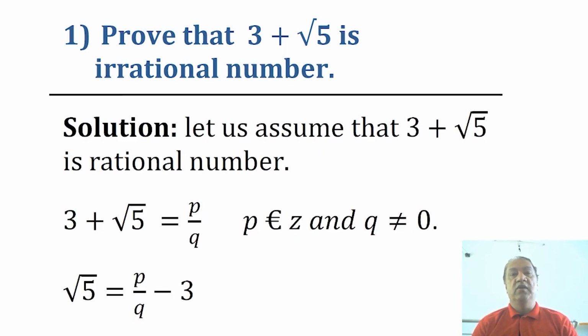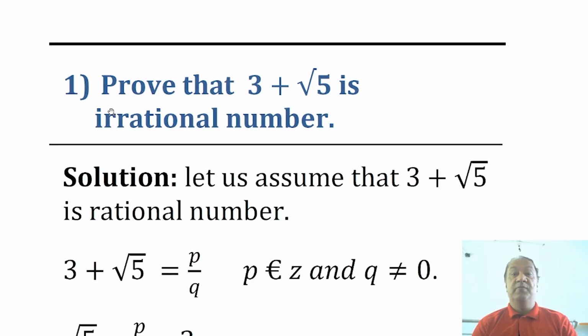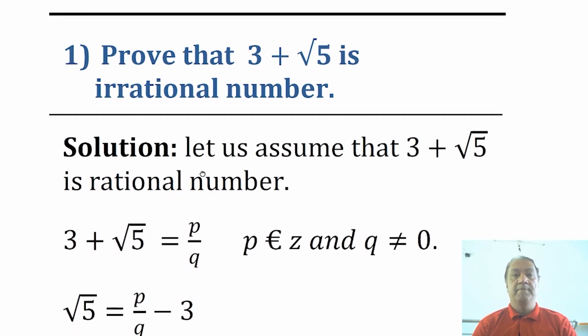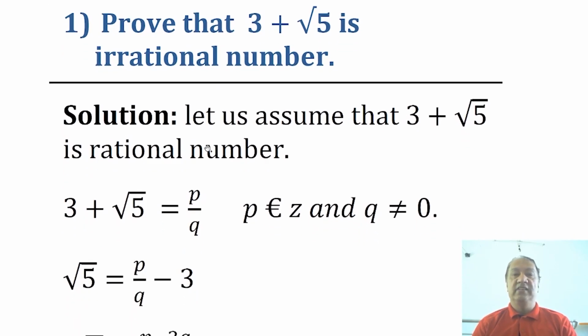Let us define what rational numbers and irrational numbers are first before solving this problem. A number which can be expressed in the form of p by q is called a rational number. Similarly, a number which cannot be expressed in the form of p by q is called an irrational number. Example, root 2 is an irrational number which cannot be expressed in the form of p by q. Root 3 is irrational, root 5 is irrational, and so on.